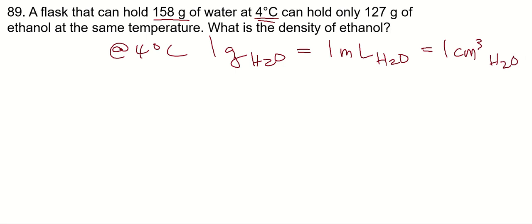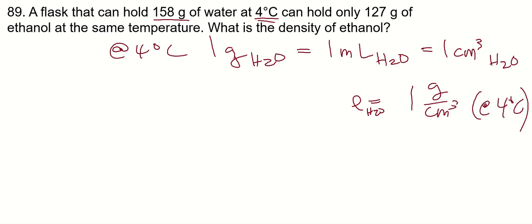This is why we also say that the density, that's rho, or you can call it D if you want, of water is 1 gram per cubic centimeter at 4 degrees Celsius. So that's just something we want to put in our memory bank.